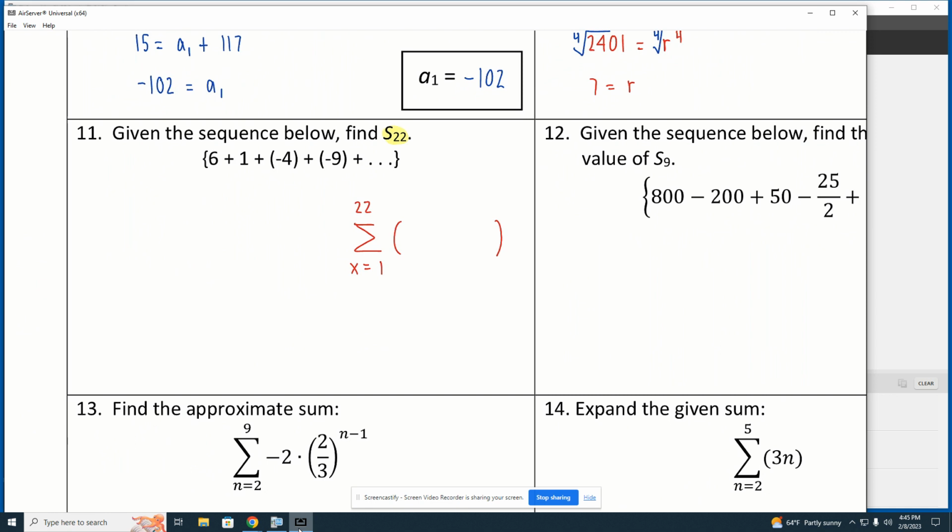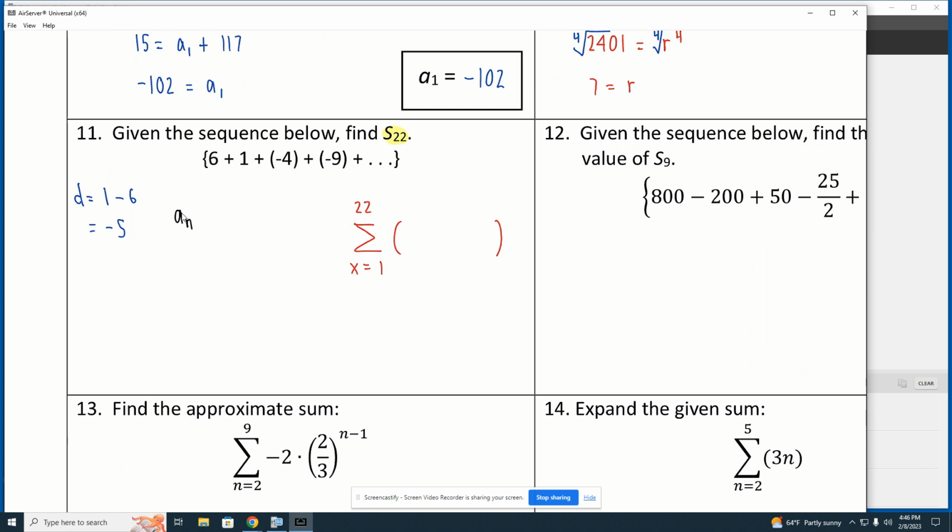So, is this thing arithmetic or is it geometric? Well, initially, I look at this thing and I see it going from 6 to 1, from 1 to negative 4, from negative 4 to negative 9. To me, it looks like it's arithmetic. So let's check that. I'm going to take the second term, 1, and subtract the first term, 6. 1 minus 6 is negative 5. Does this thing look like it's subtracting 5 every time? Absolutely. 1 minus 5 is negative 4. Negative 4 minus 5 is negative 9. So this thing is definitely arithmetic.